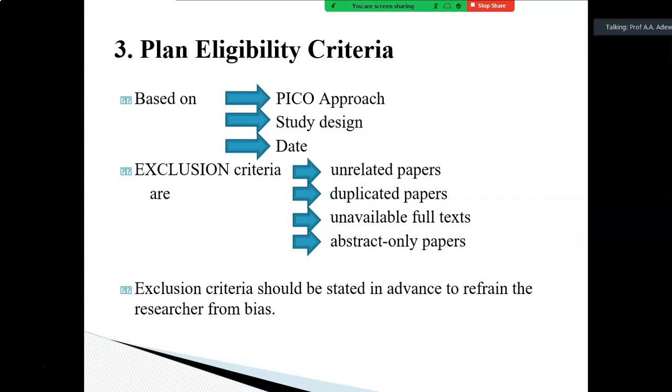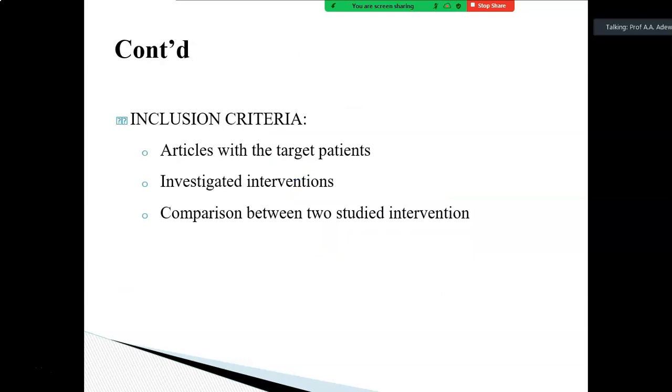The next stage in conducting a systematic review is to plan the eligibility criteria. This still will be based on the PICO approach, the study design, and the dates. The exclusion criteria will be those topics, those papers that are unrelated to what you are discussing, duplicated papers, unavailable full text articles, and abstract-only papers. Let me, at this stage, let all of us know that we don't use abstract-only papers or articles that are not full text to do systematic reviews. Exclusion criteria should be stated in advance to refrain the researcher from bias.